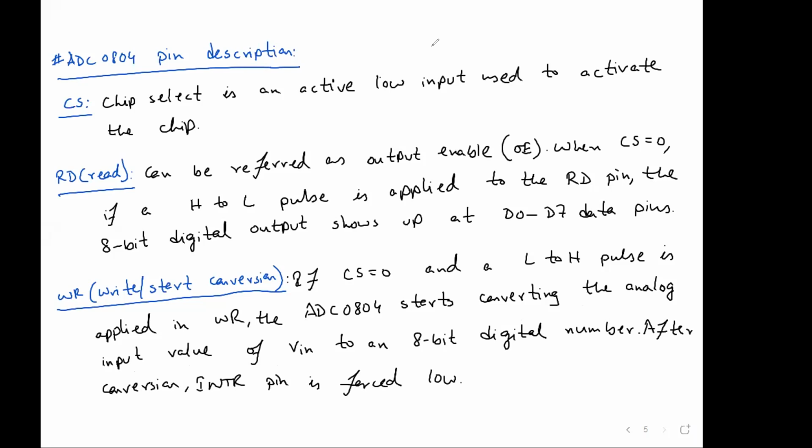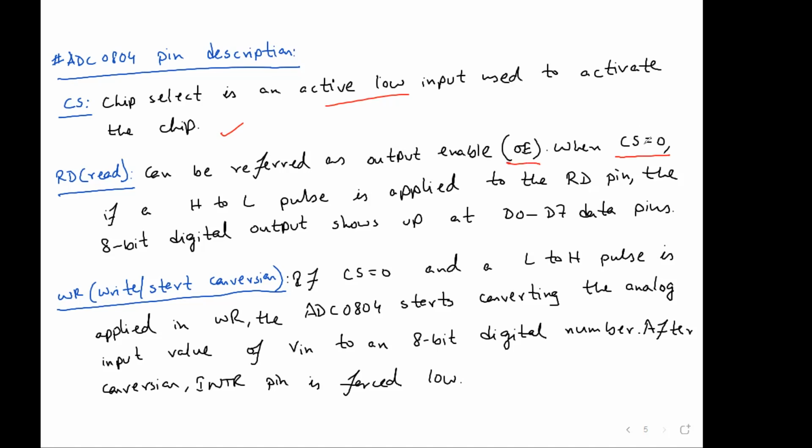So we begin with chip select, which is an active low input. The meaning of active low is that whenever this particular pin is low, the corresponding chip will be activated. Okay, this is the significance of an active low input. So this one is used to activate the chip. The next one is read, RD. It can be referred to as output enable.